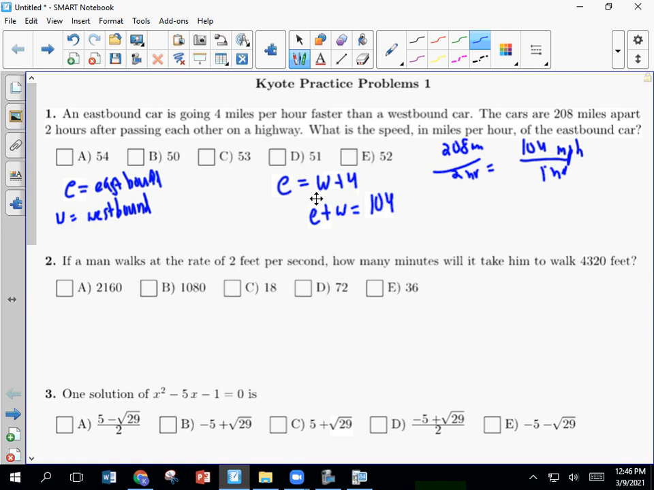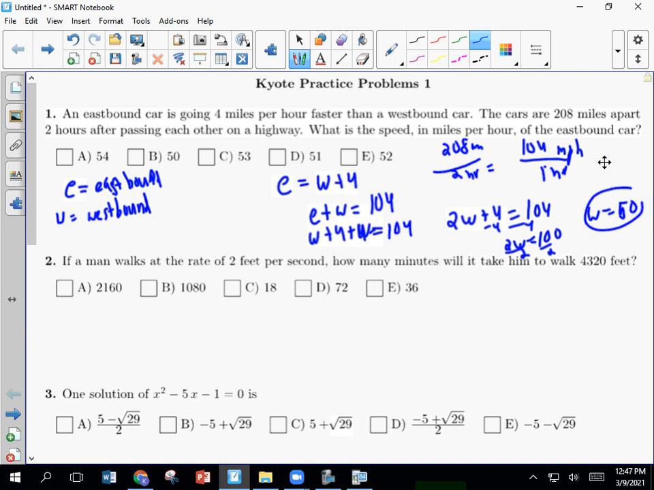But we're going back to this little formula we have up here, and it has E equals W plus 4. So we're going to replace that here. And what happens is you add those two together, you get 2W plus 4 equals 104. Subtract 4, 2W equals 100. And divide by 2, and you get W equals 50.